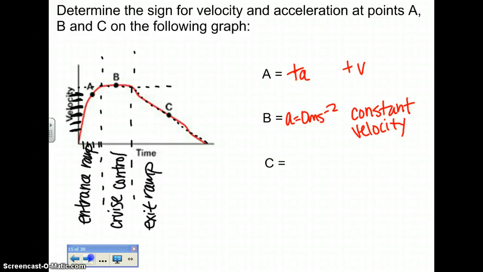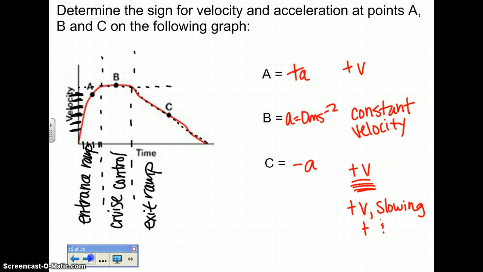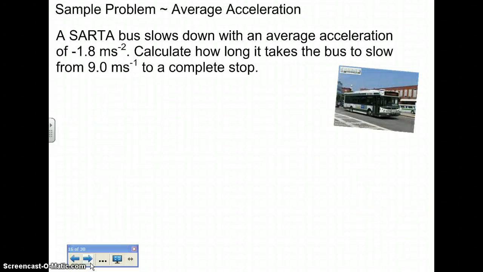And then part C, you're trying to slow down. So you're decreasing your velocity, but you haven't changed directions. Since you haven't changed directions, it still stays a positive v, but your acceleration is not 0, because you have a positive velocity and you are slowing down. Since you are slowing down, that is going to give you a negative acceleration. Make sense? Positive velocity, negative acceleration. All right, moving right along.